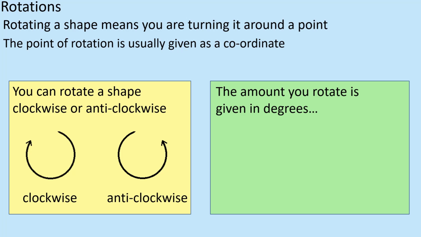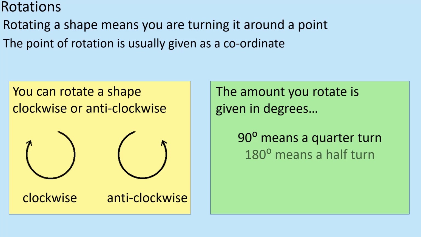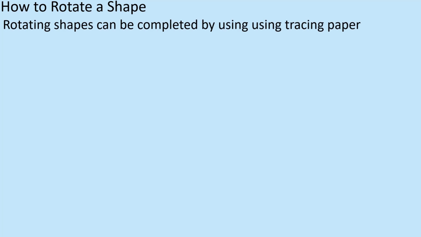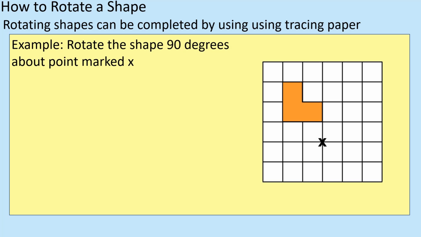So normally when you're rotating something, try not to overcomplicate it. It tends to be 90 degrees, tends to be 180 degrees either way. Tend not to do 270 because then you would say 90 degrees anti-clockwise or whatever, but it tends to be 90 or 180. So how to rotate a shape? Well, rotating a shape can be accomplished by using tracing paper generally. It makes your life an awful lot easier. Don't have to, but of course it does make your life certainly an awful lot easier.